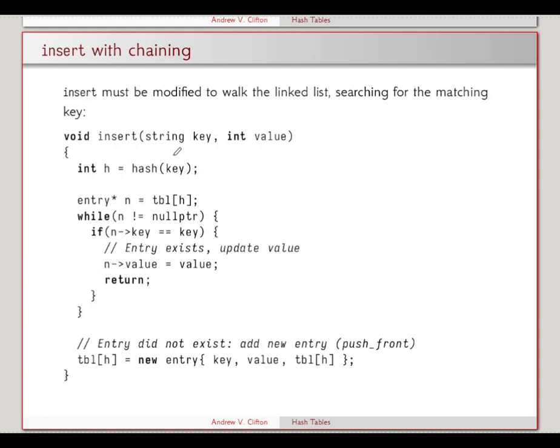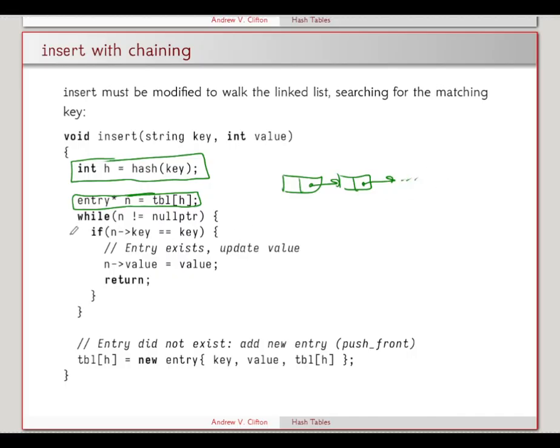So the new insert for chaining looks like this. Again, we hash our key and we get the index that it should be at. And then we look at that particular entry in the table. Now we have a linked list, right? We have a linked list of stuff going down here like this, like that, like that. So we have to loop over the entries, looking for the thing that has a matching key. If we find a matching key, then we update the value, and we're done.